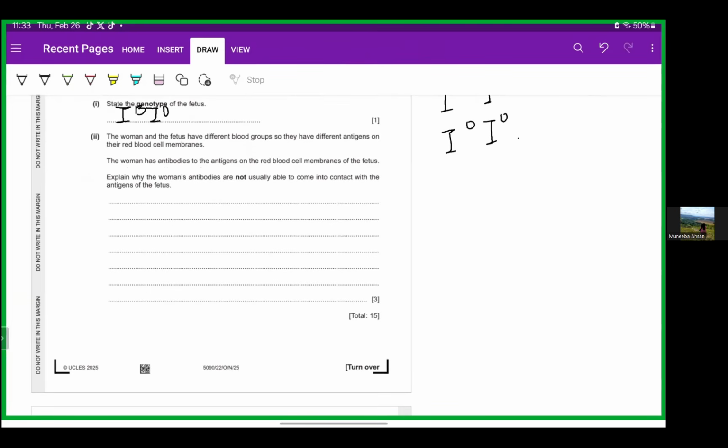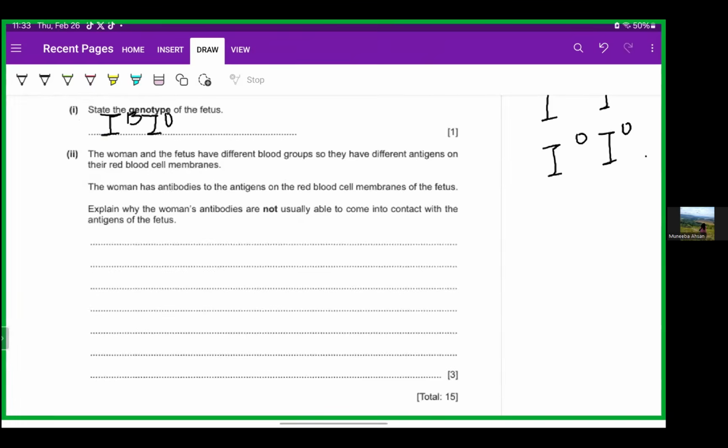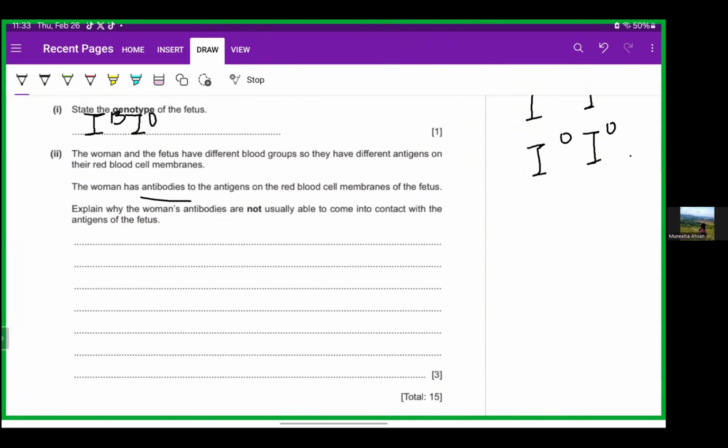Okay. Now the next part is saying the woman and the fetus have different blood groups, so they have different antigens on their red blood cell membrane. The woman has the antibodies to the antigen on the red blood cells of the fetus. Explain why the woman's antibodies are not usually able to contact the antigen of the fetus. So basically the mother has antibodies against the antigens present on the fetus's red blood cells. However, the antibodies are not interacting with the antigen.